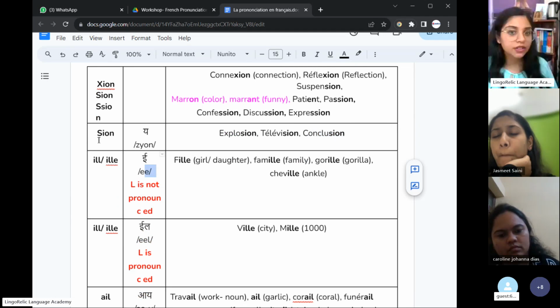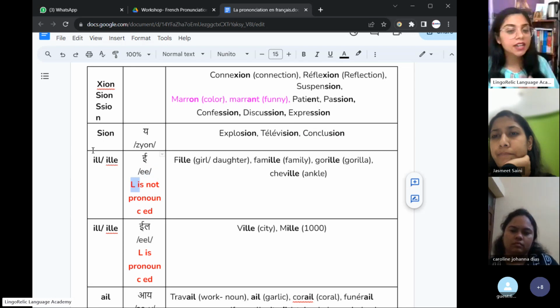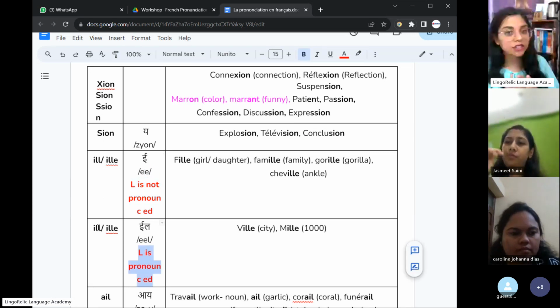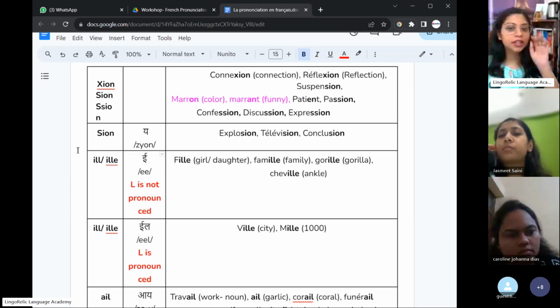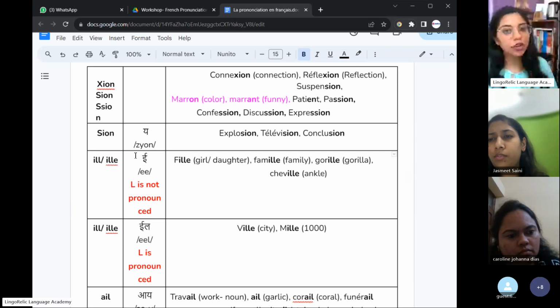Now here it is e. Well, you know, you have two types, I-double-L, I-double-L-E. यहाँ पे भी यही लिखा है. But in this case, the l is not pronounced. Here the l is pronounced. So you have to pay attention how it is done. Okay. So L is not pronounced वाले cases. ये याद करना पड़ता है. Each time you come across a new word like this, you have to memorize the word.